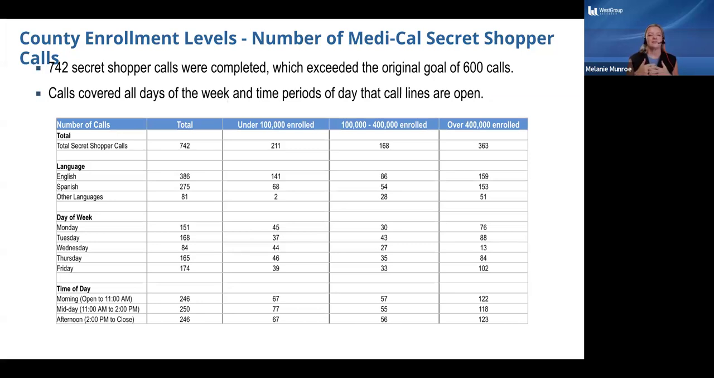You can see that the distribution of calls by day and by times of day were fairly equal across. There were a few less calls on Wednesdays for large counties and mid-sized counties, and that's because during the time that we were calling phase 2, some of those counties ended up being closed during that time frame. Next slide.